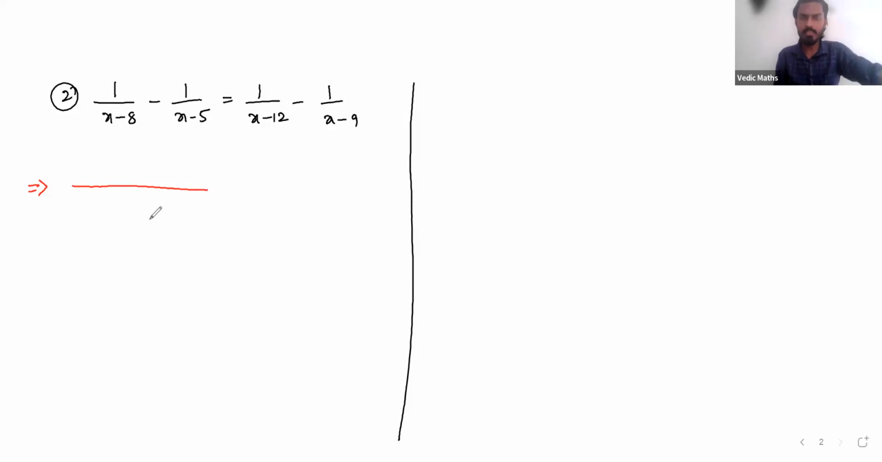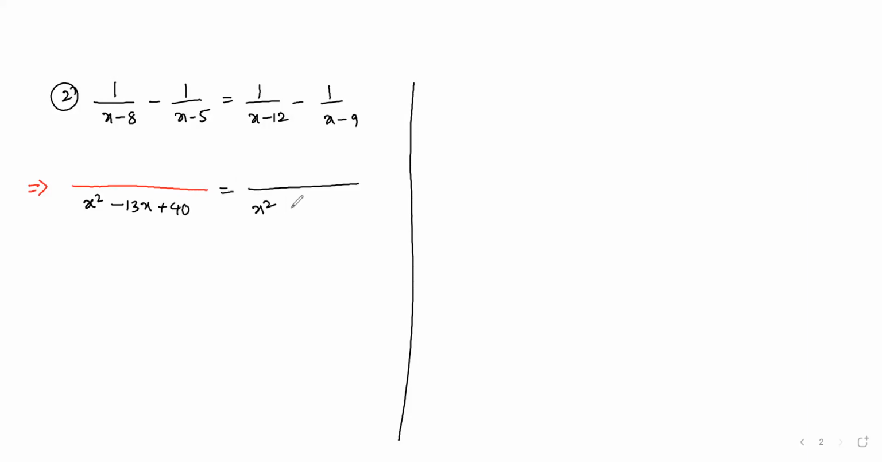Let me take the LCM part directly. I'm taking the LCM here: x square minus 13x plus 40. And on the other side, what are we getting? x square minus 21x plus 108.